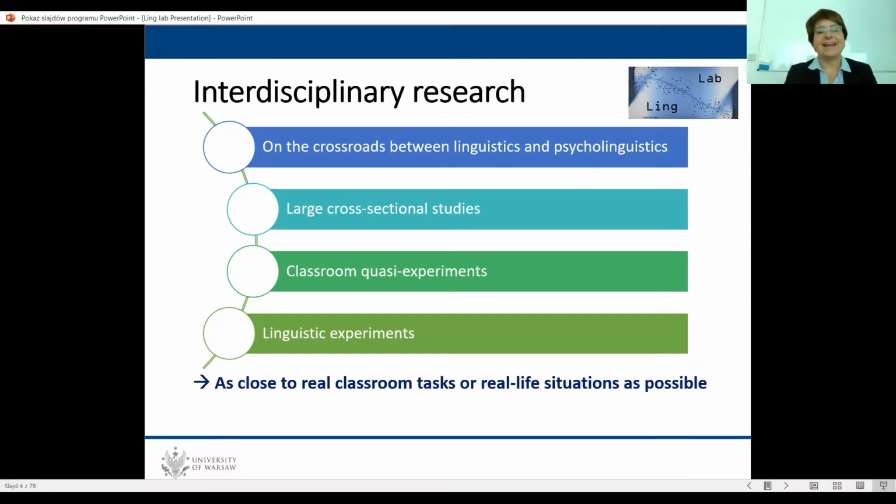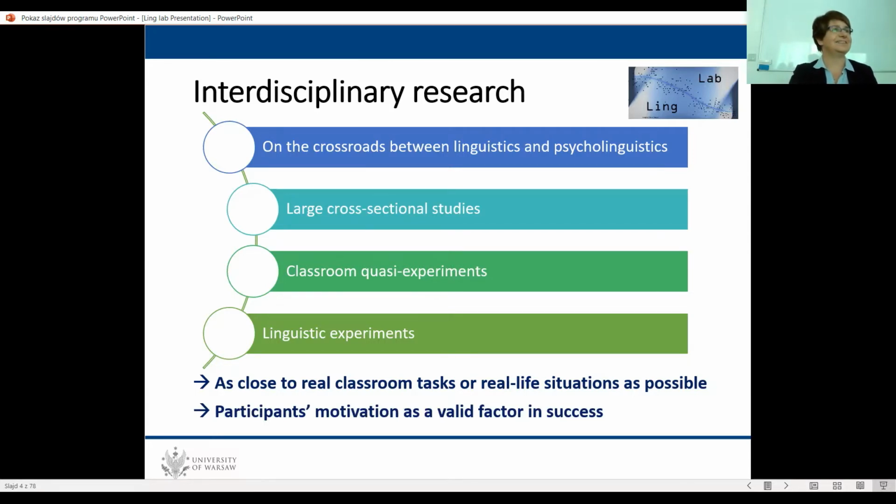Another distinctive feature is that we are trying to be as close to real classroom tasks or real-life situations as possible, because very often linguistic and psycholinguistic research can be really detached from reality. We also believe that participants' motivation is a very valid factor in the studies. That's why we're trying to entertain our participants with what we do, rather than boring them to death with very sophisticated tasks.